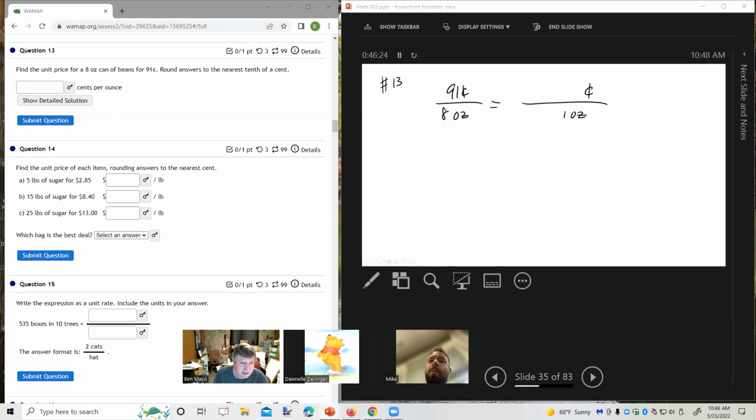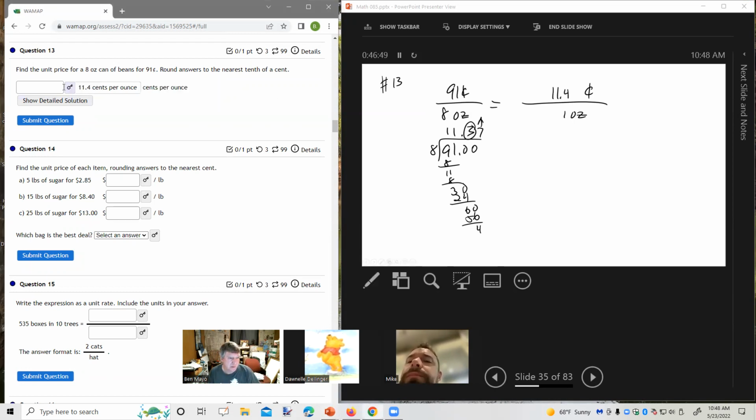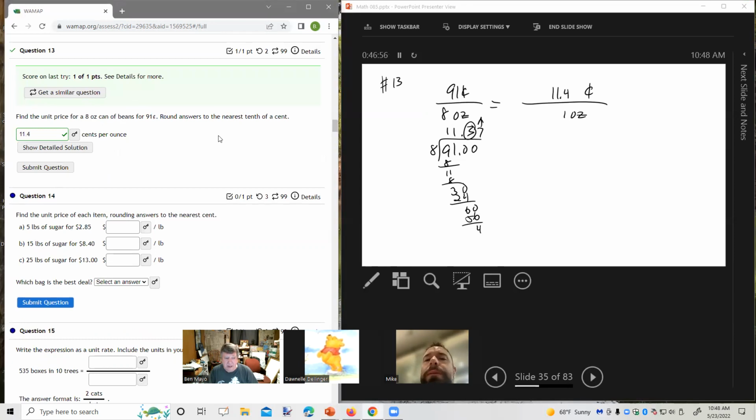So it says round answers to the nearest tenth of a cent. If I take 91 divided by 8, that goes in 1 time, 3 times, 7 times, but it said round to the nearest tenth of a cent, which would be there. The 7 would round up, so 11.4 cents per ounce. 11.4. We okay with that?